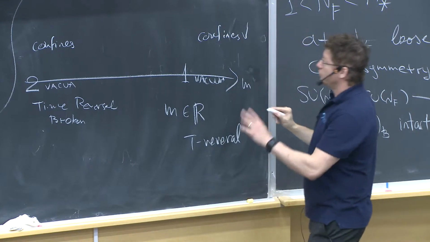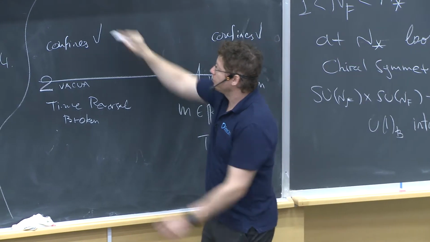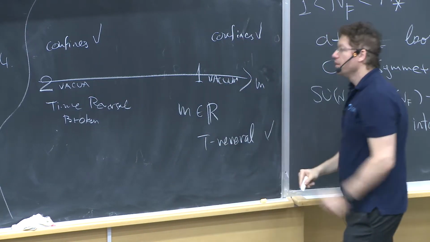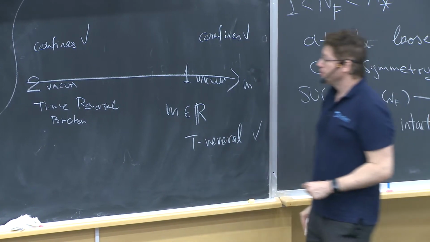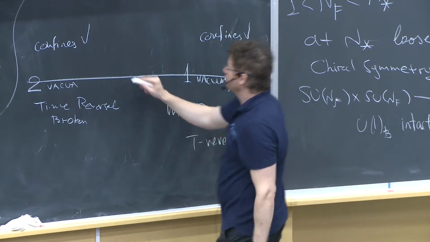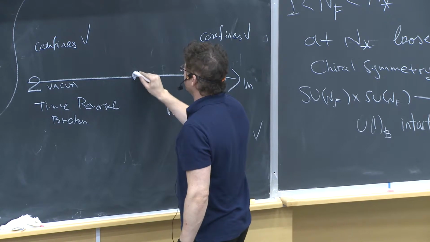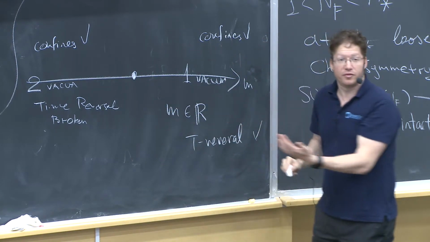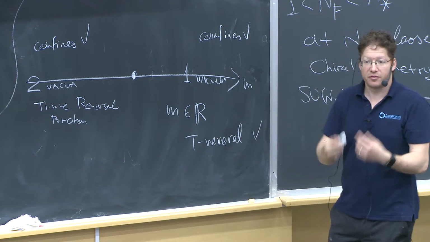So there is no transition in confinement, but there is a transition in the number of vacua. It turns out that you can prove analytically that this transition has to be second order. So there is a special point here, but it doesn't have to be at M equals 0, because M equals 0 is not a distinguished point.